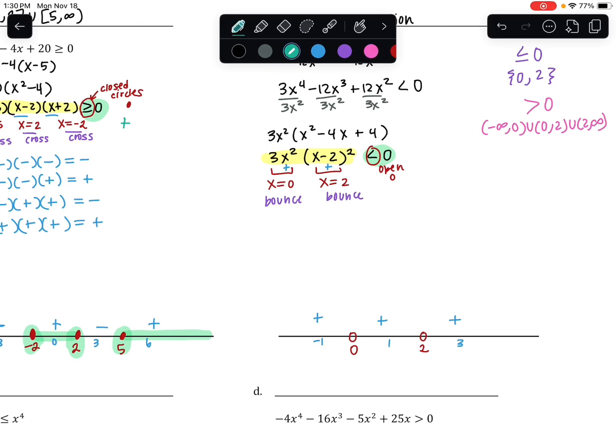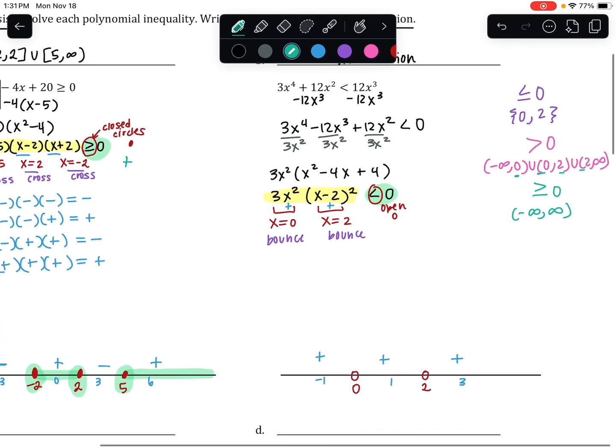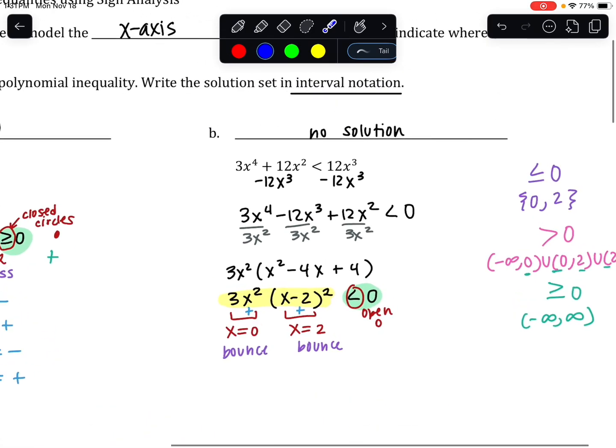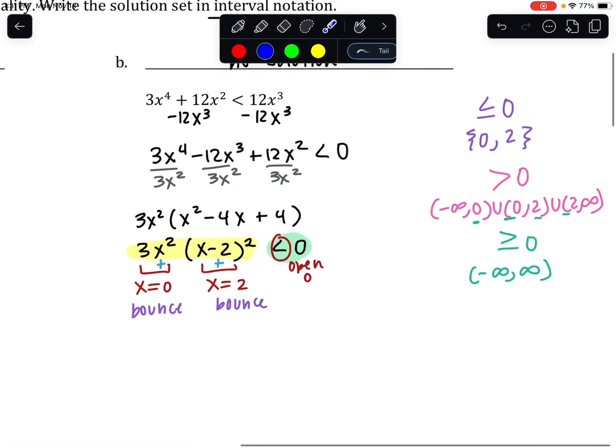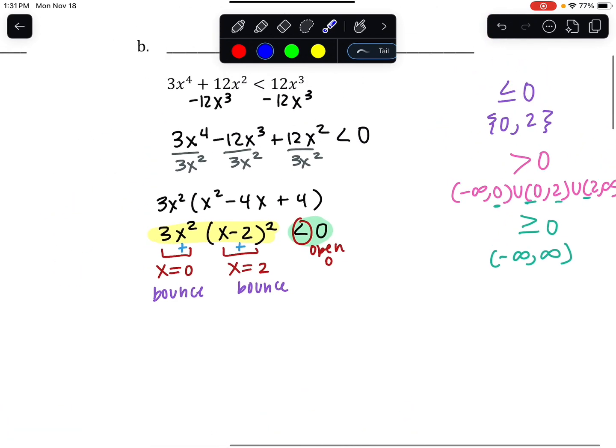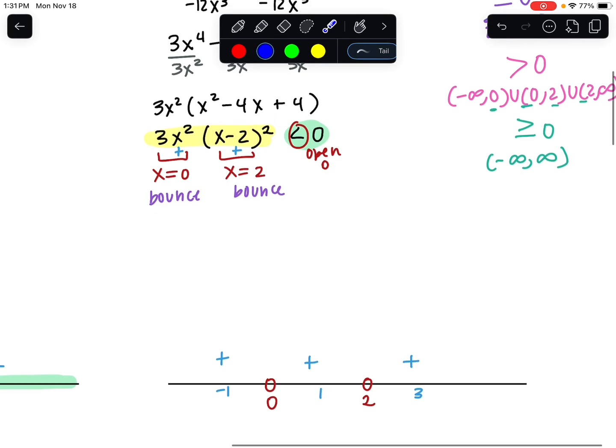And then lastly, if it said greater than or equal to 0, we wouldn't even have to skip over these x-intercepts. The entire graph is greater than or equal to 0. So it would just be all real numbers or negative infinity to infinity. So just by changing that one inequality sign, it completely changes what your solutions would look like. You would either have no solution, you would have two distinct numbers, you would have three intervals, or you would have all real numbers. So you really have to think about what your inequality is asking you.